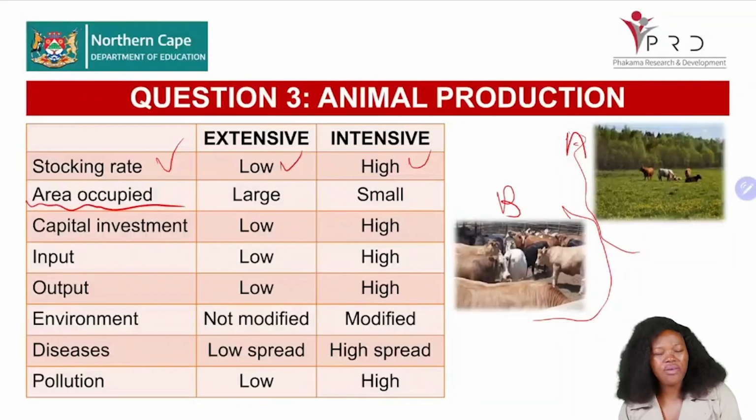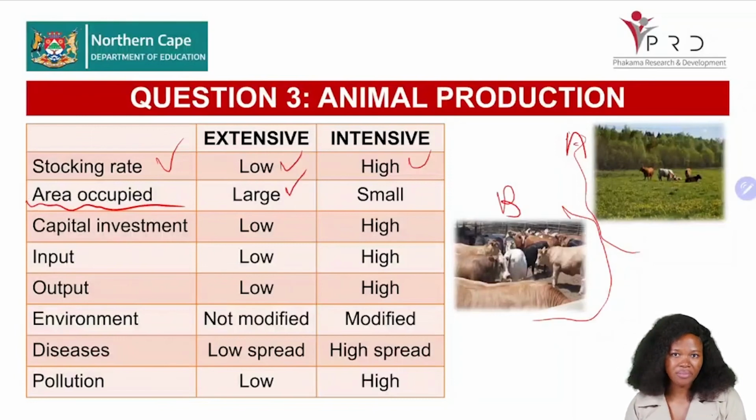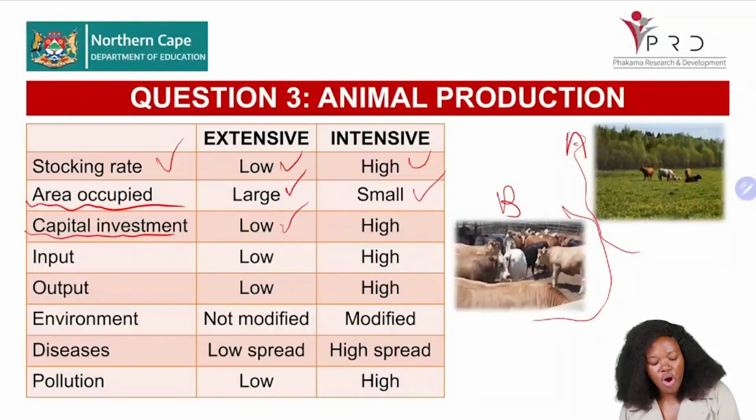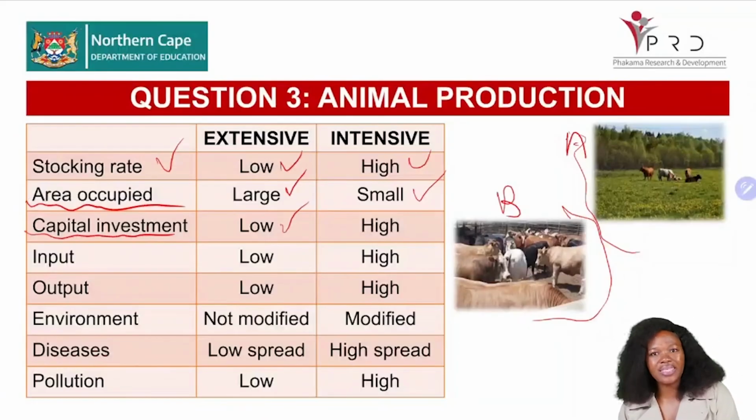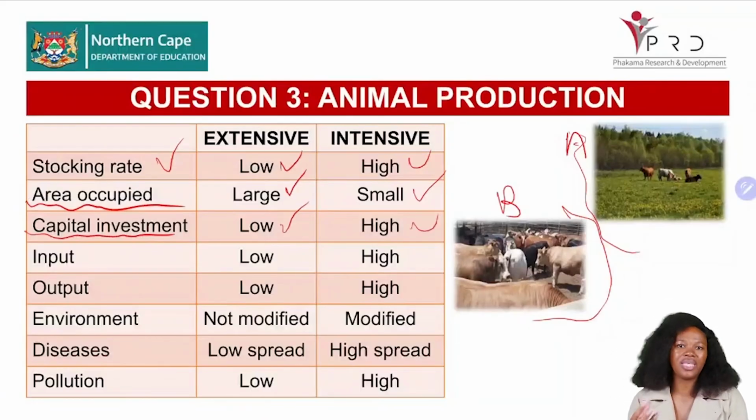Now let us look at the area occupied. For extensive, a large land is occupied. Remember, we have few farm animals. But intensive, a small land is occupied, but there are a large number of animals. Capital investment. There is low capital investment under extensive. Why? There are few animals. While under intensive, there is high capital investment. A large number of animals is being raised.